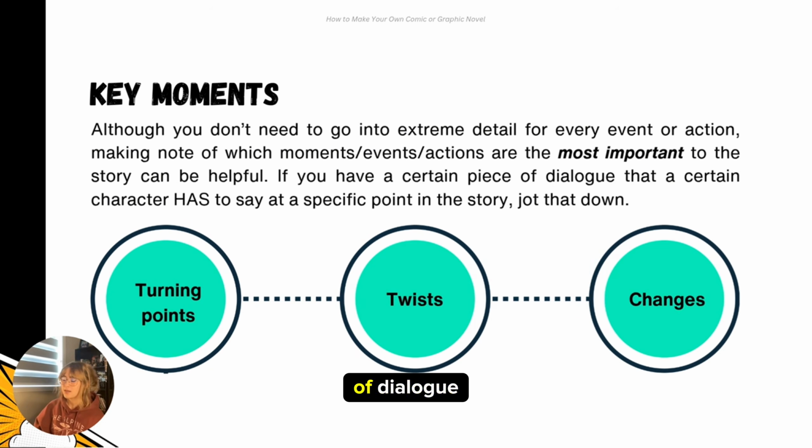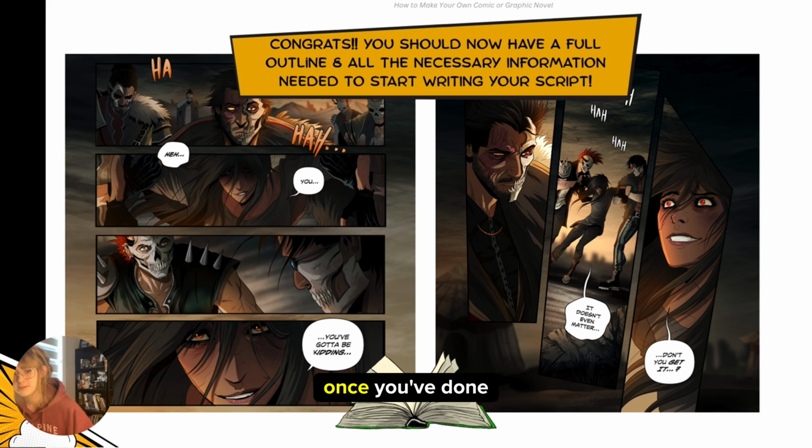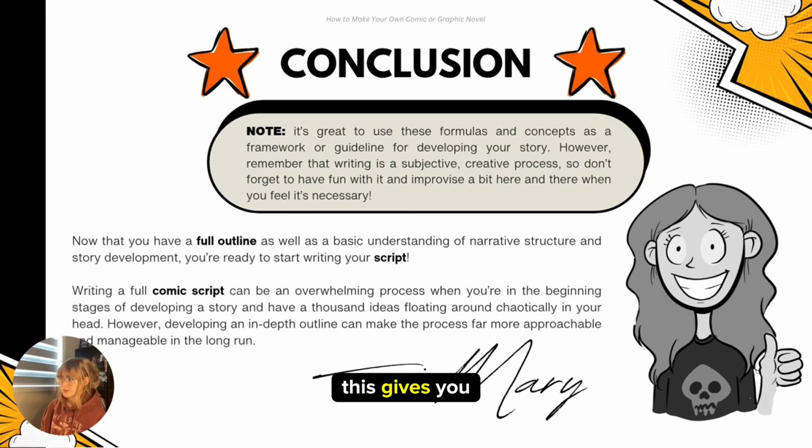If you have a certain piece of dialogue that a certain character absolutely has to say at a specific point in the story, whether it's for the purposes of foreshadowing or character development, jot that down in your outline. Once you've done that, you basically have a full outline and all the necessary information that you need to start writing a good script. I hope this gives you a good starting point for just getting that comic made that you've been thinking about and maybe have been not sure how to start it.